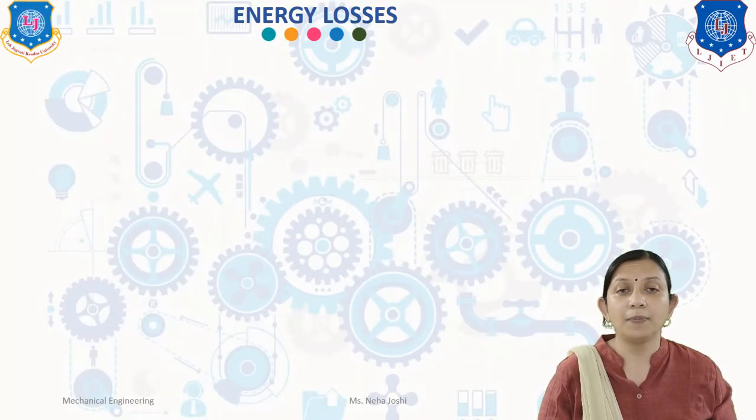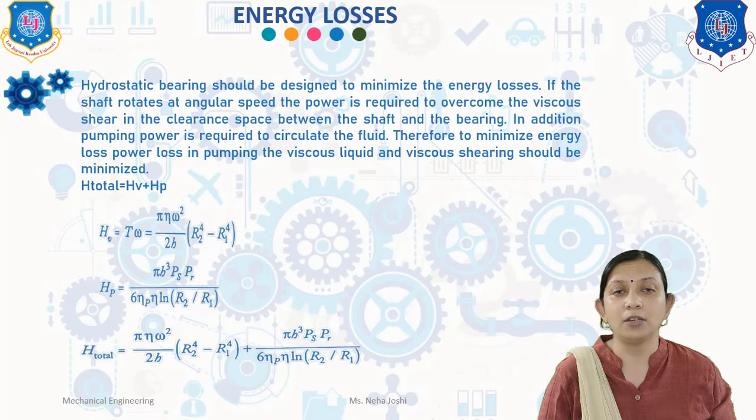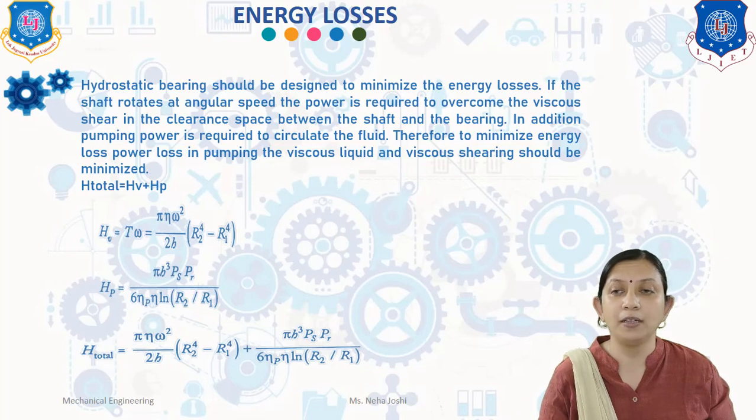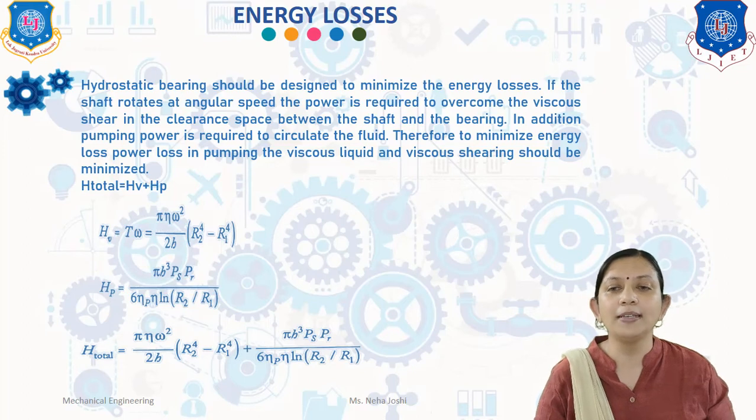Now we will discuss the energy loss. What is energy loss? A hydrostatic bearing should be designed to minimize the energy losses. If the shaft rotates at an angular speed, power is required to overcome the viscous shear in the clearance space between the shaft and the bearing. In addition, pumping power is required to circulate the fluid. Therefore, to minimize energy loss, the power loss in pumping the viscous liquid and the viscous shearing should be minimized. The total power loss is the summation of power loss due to friction and due to pumping.